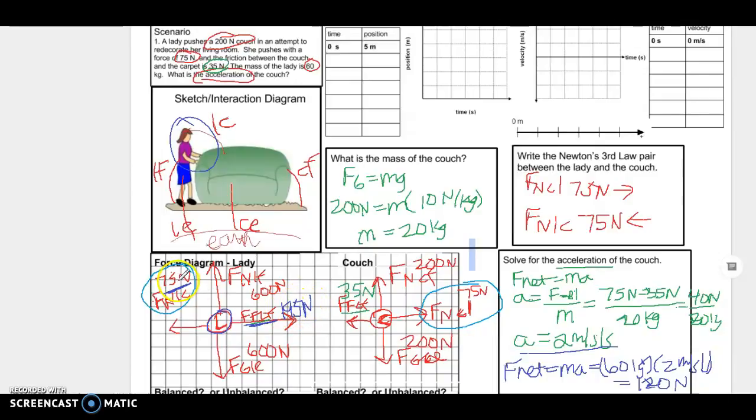Because 195 minus 75 is going to give me that net force of 120. Okay, and then we can circle this. Both of these are unbalanced because they're both accelerating. Okay, now on to the motion stuff.